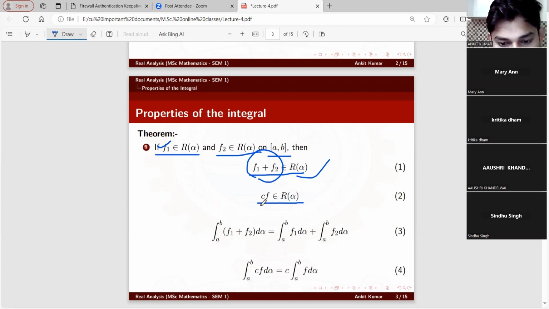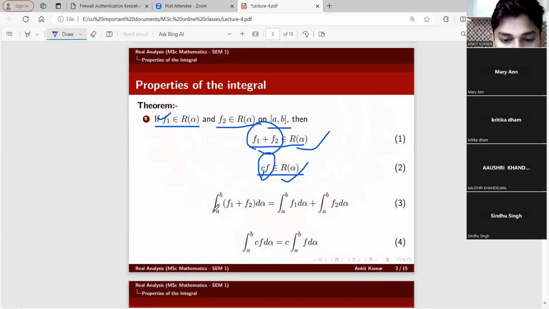The second one is scalar multiplication. Here c is a constant. So the constant times the function f belongs to R alpha, meaning this is Riemann Stieltjes integrable. If f is Riemann Stieltjes integrable, then its scalar multiplication with any constant, positive, negative, any type of constant, is always Riemann Stieltjes integrable. So if f1 and f2 are Riemann Stieltjes integrable, then their addition is Riemann Stieltjes integrable, and their scalar multiplication with any constant is also Riemann Stieltjes integrable.